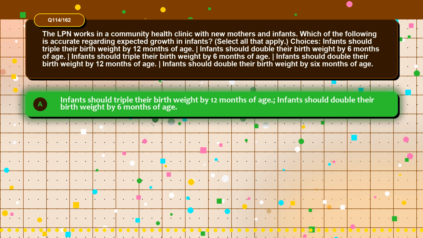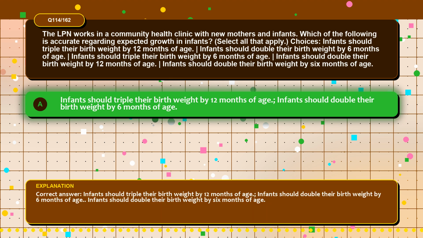The correct answer is option A. Infants should triple their birth weight by 12 months of age. Infants should double their birth weight by 6 months of age. Correct answer. Infants should triple their birth weight by 12 months of age.